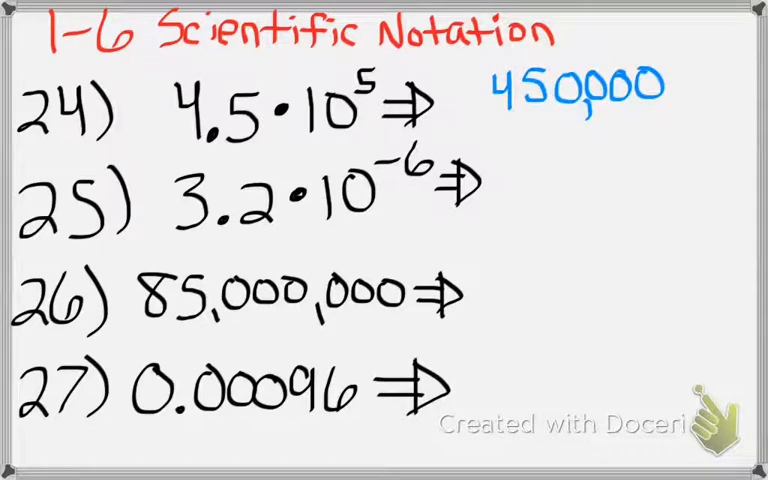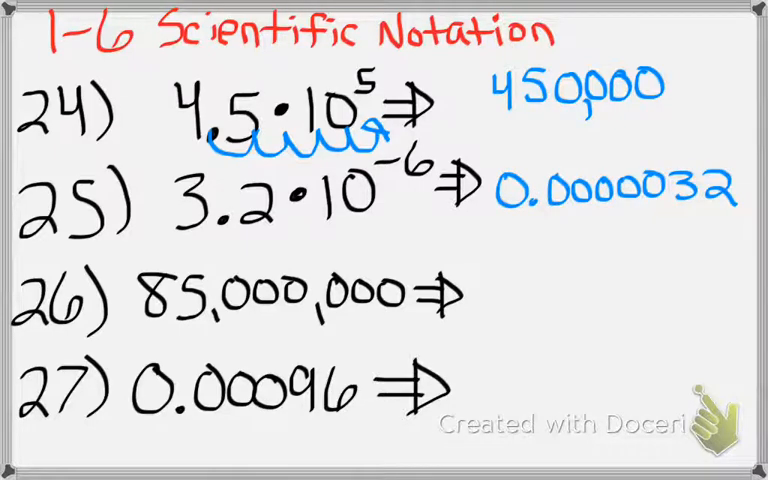You get 450,000. Now, essentially, that's because you're multiplying by 10 to the positive 5 power. That means you move the decimal to the right 5 spaces. So 1, 2, 3, 4, 5. Now, each of those empty blanks, they're going to get filled up with zeros. We have 4 blanks, that's why you see 4 zeros. So 450,000. Press pause, try number 25.